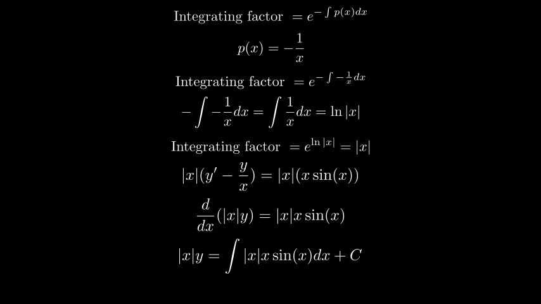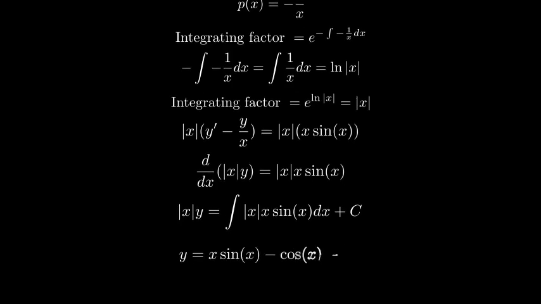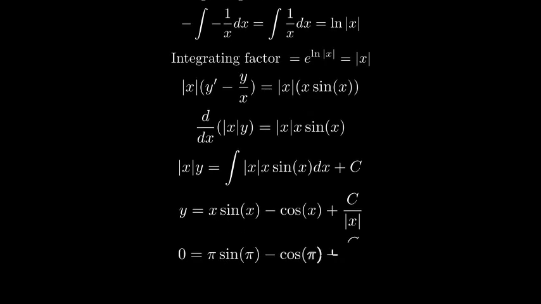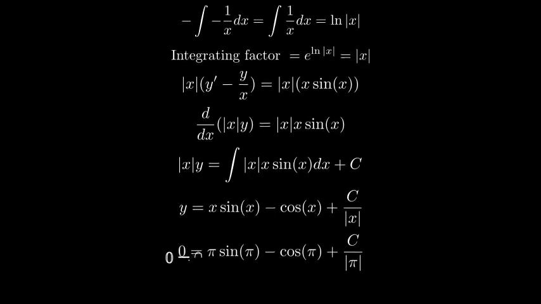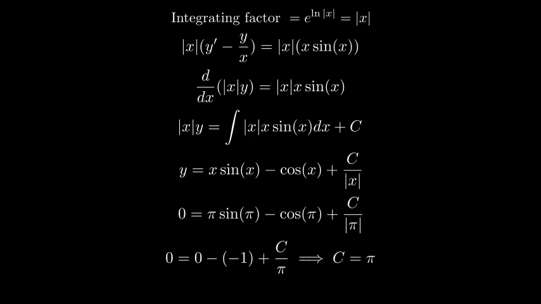After integrating and solving for y, we get y equals x sine x minus cosine x plus c over absolute x. Finally, we can use the initial condition y of pi equals 0 to find c. Plugging in x equals pi, we get 0 equals pi sine pi minus cosine pi plus c over absolute pi. Since sine pi is 0 and cosine pi is negative 1, we get c equals pi.